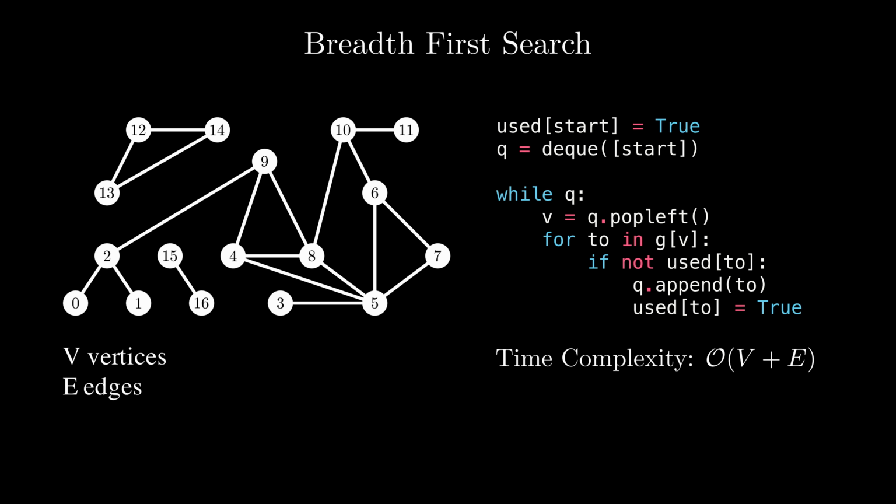In terms of memory complexity, we store the graph as an adjacency list that has E elements in total, representing the edges. We store the used array which has V elements, and the queue can have at most all the vertices of the graph at any point, which is also V elements. So in total, the space complexity is O(V + E).